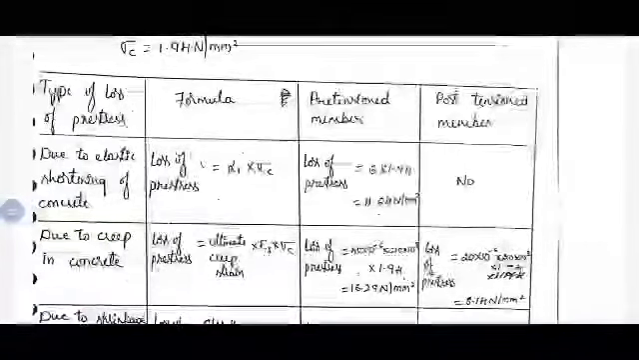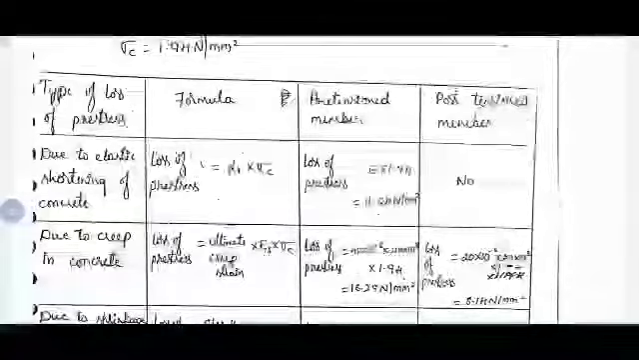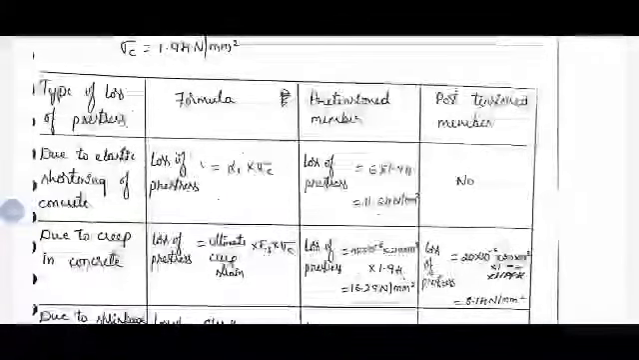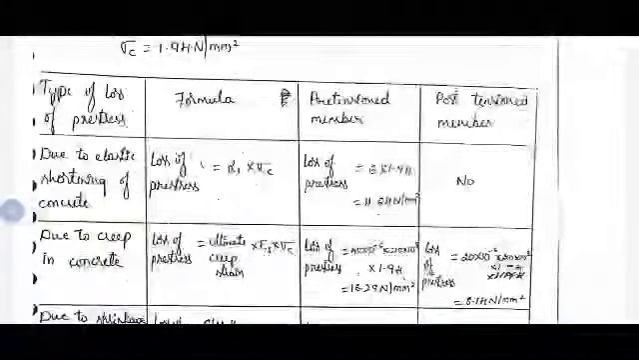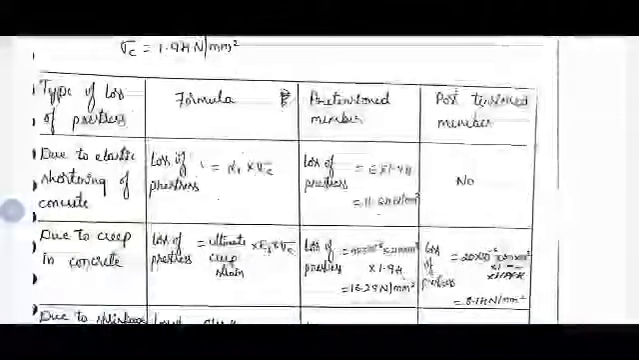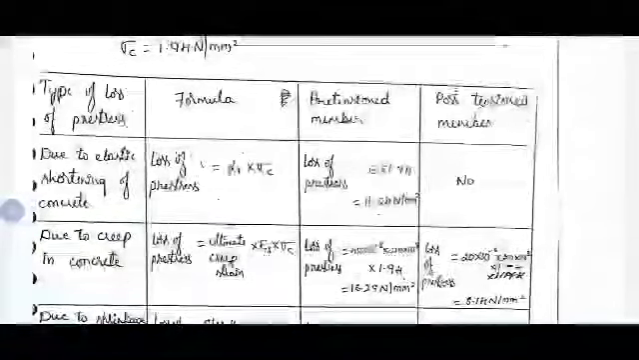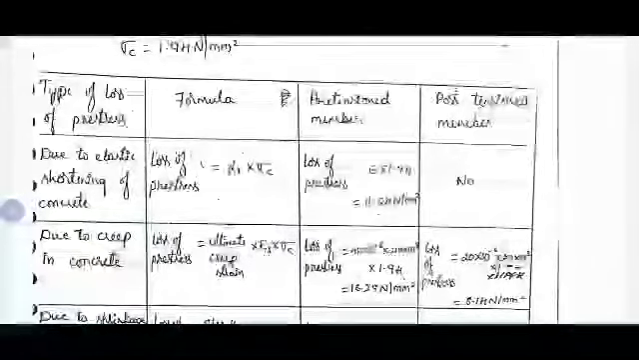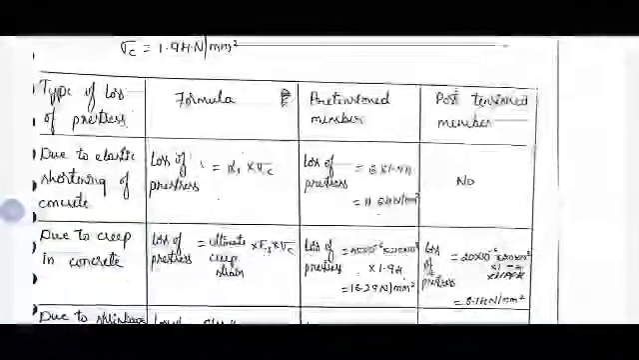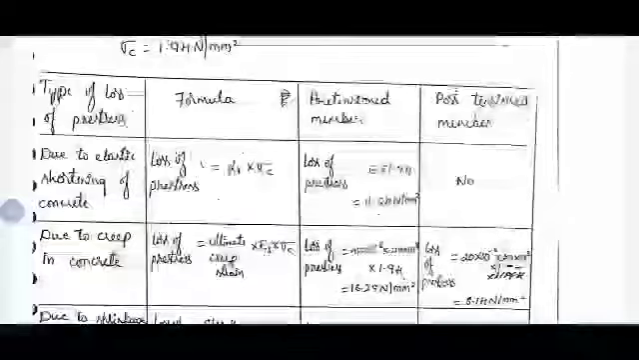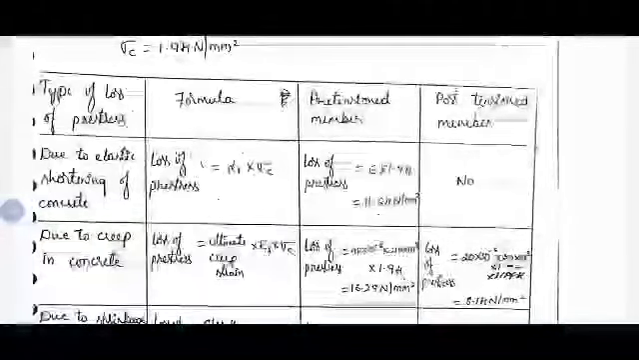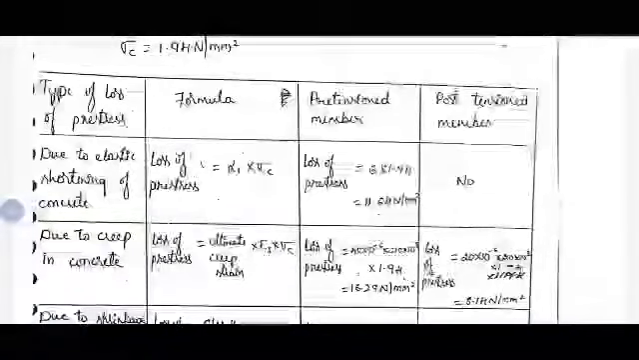So first column is type of loss, formula, pretension member, post-tension member. Due to elastic shortening of concrete, this is the first loss. For that we have a formula, modular ratio into stress in concrete at the level of steel, alpha E into sigma C. In case of pretension member, there is a loss due to elastic shortening of concrete. So we have calculated and we got 11.64.